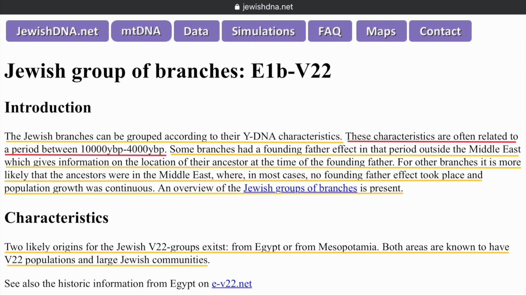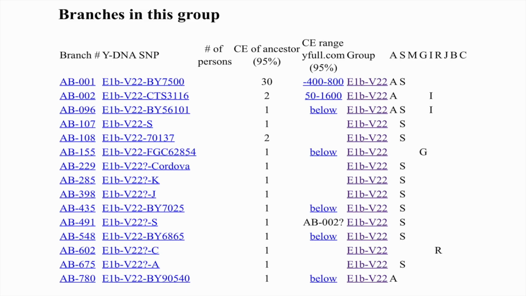An overview of the Jewish groups of branches is present. Two likely origins for the Jewish V22 groups exist: from Egypt or from Mesopotamia. Both areas are known to have V22 populations and large Jewish communities. And here is a chart showing the Jewish branches within E-V22. So now let's take a look at some of these branches and read the information dealing with them. On your own time, you can click all of the links and read about each E-V22.